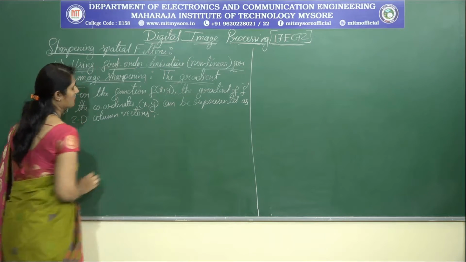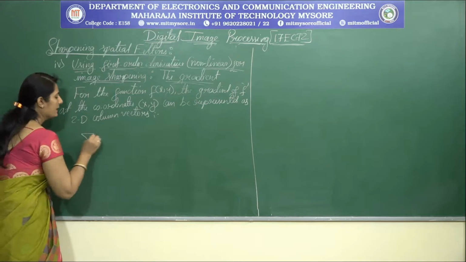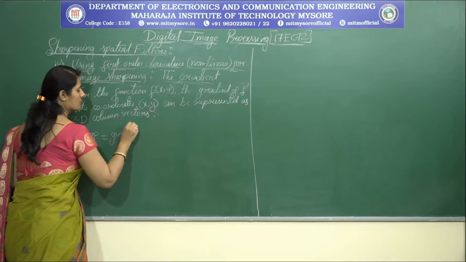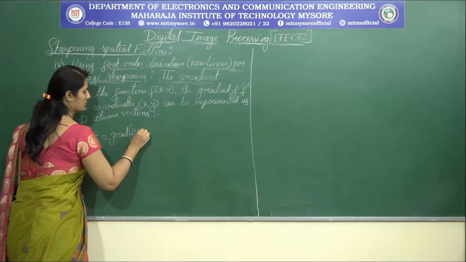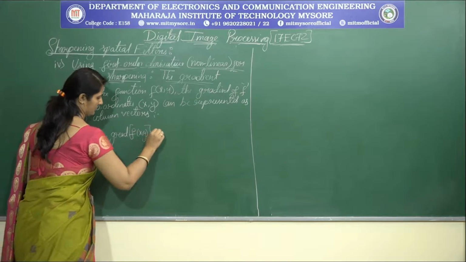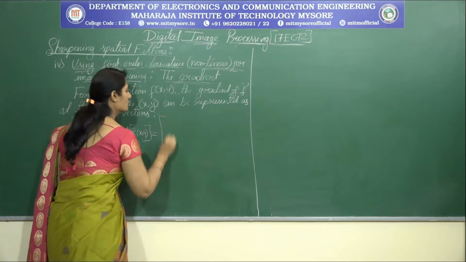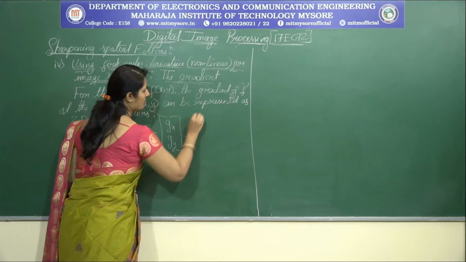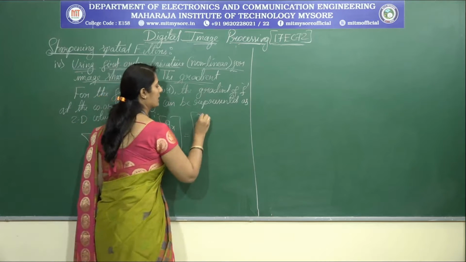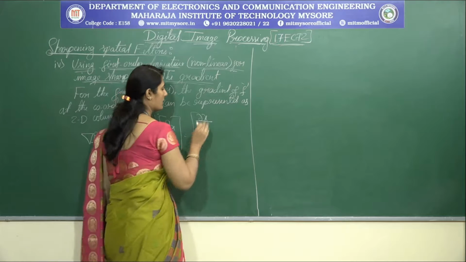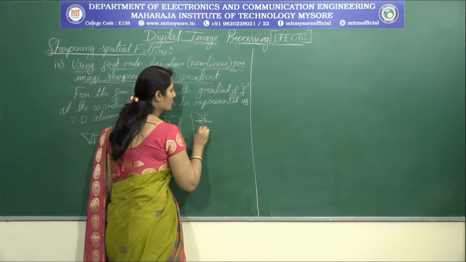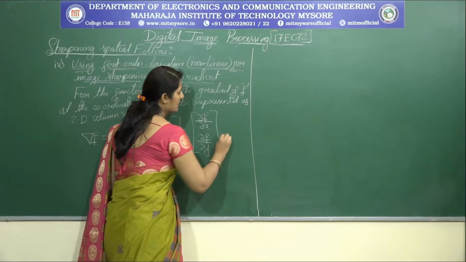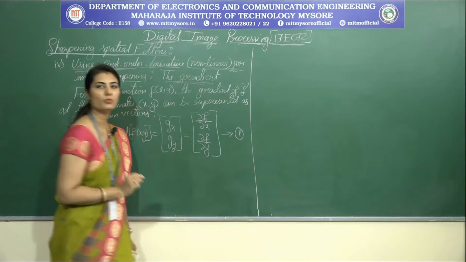Okay, so that is like this. The gradient of f is equal to gx by gy, which is equal to, we know that gradient is always equal to first order derivatives, that is dou f by dou x and dou f by dou y. This I call as equation number 1.